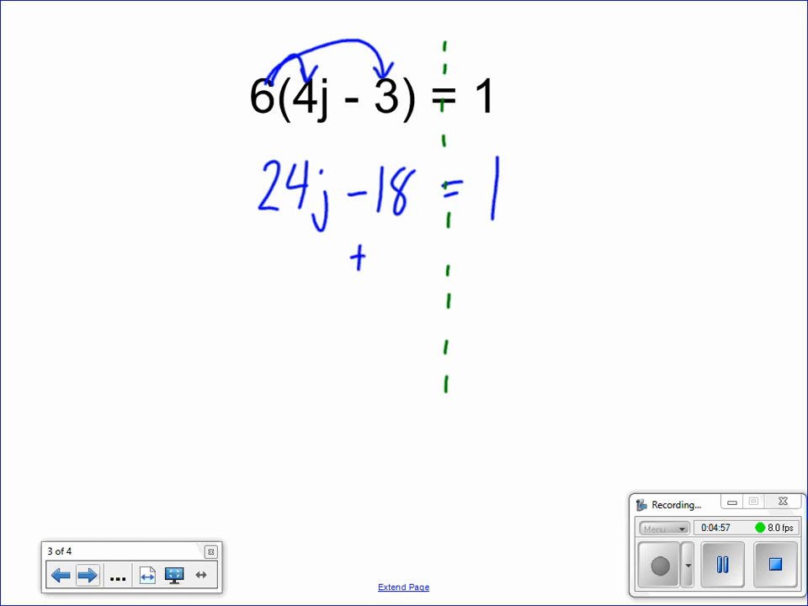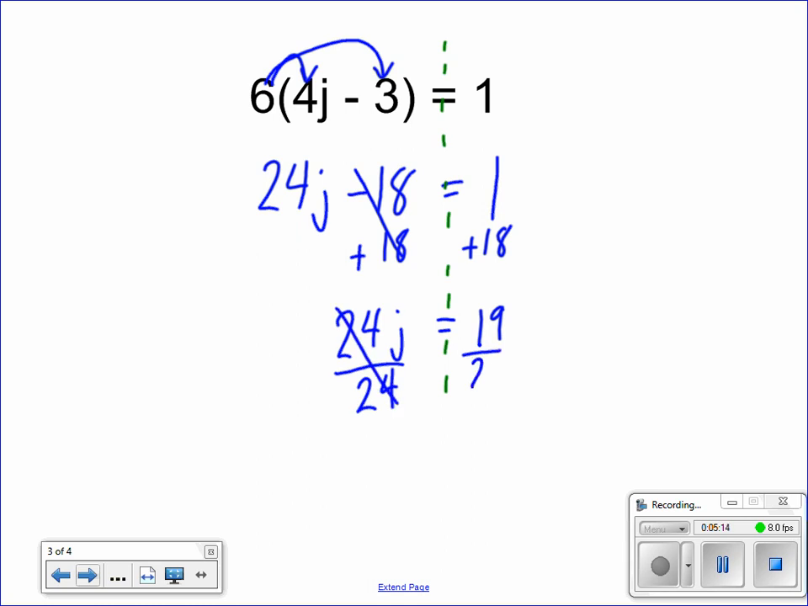Add 18 to both sides. That would get rid of this. 1 plus 18 is 19. I have 24j is equal to 19. Get rid of 24 by dividing both sides by 24.